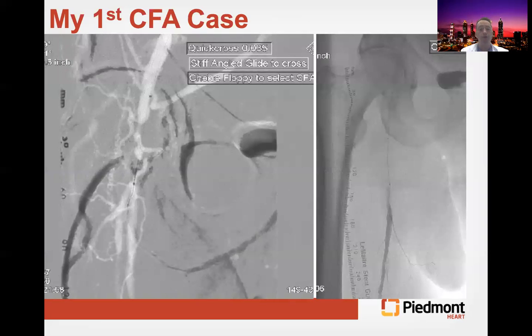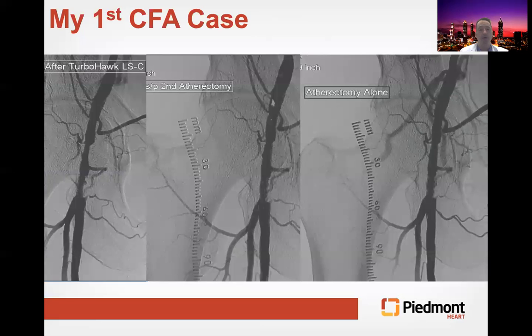So we were able to cross through true luminally here. We used a quick cross 0.035 with stiff angle glide wire and then a choice floppy wire to select the SFA. Got a catheter down the SFA. We actually did directional atherectomy at that time to debulk that common femoral lesion that we knew was present 9 months ago. And this is what the vessel looked like after atherectomy alone.